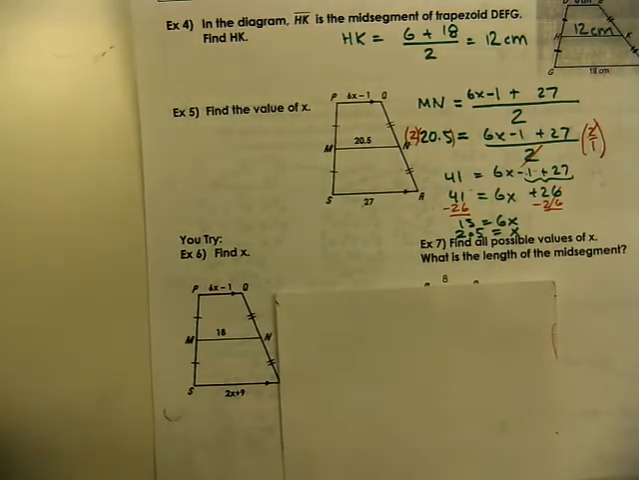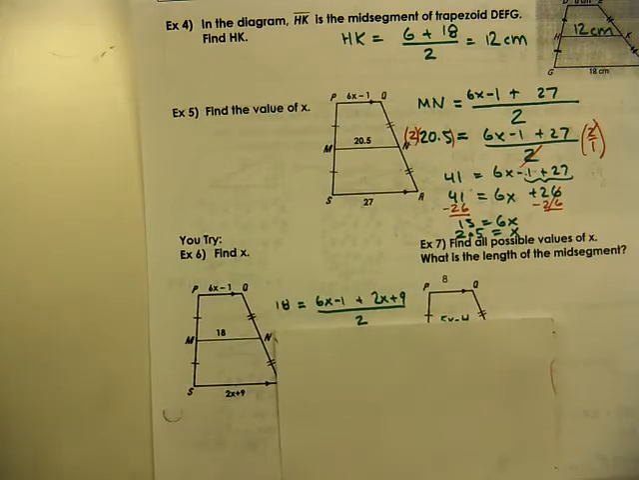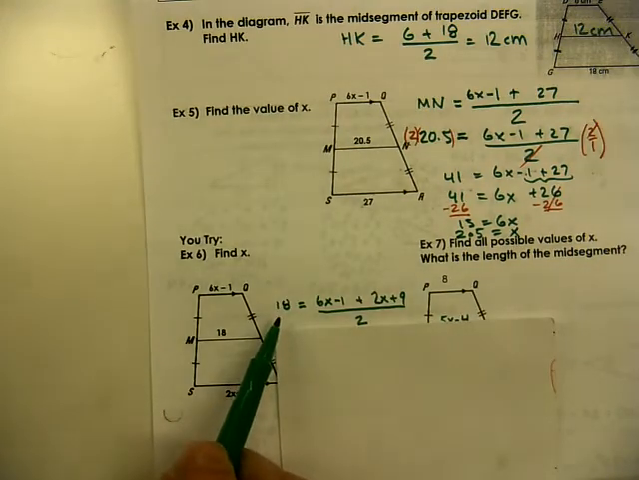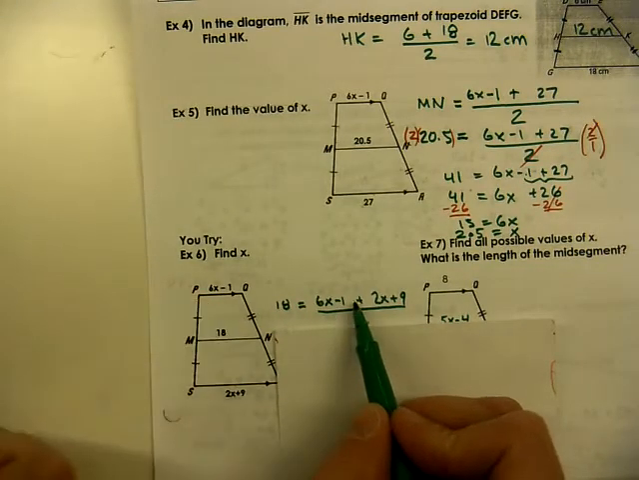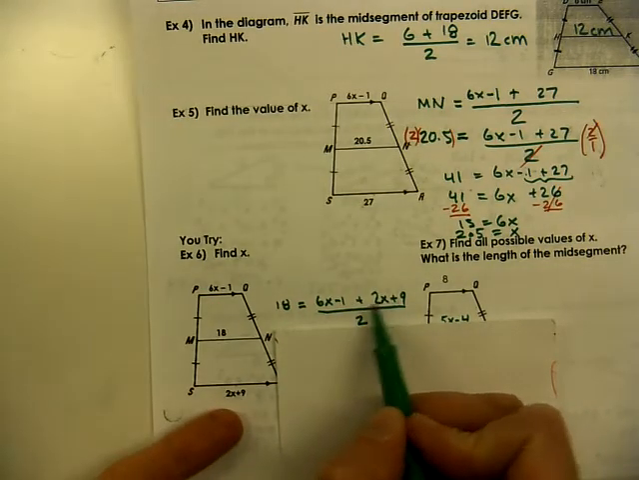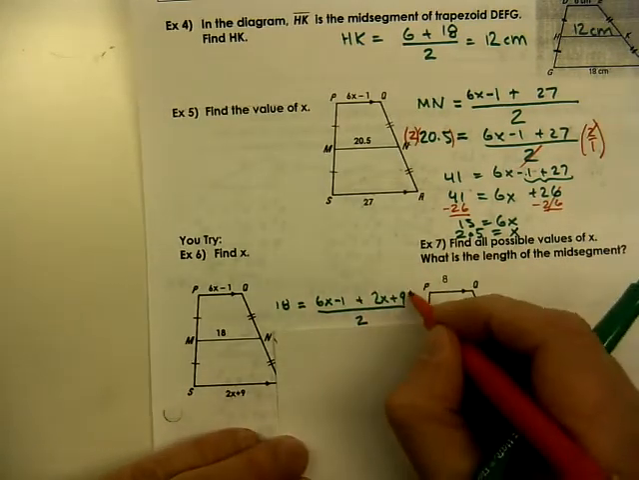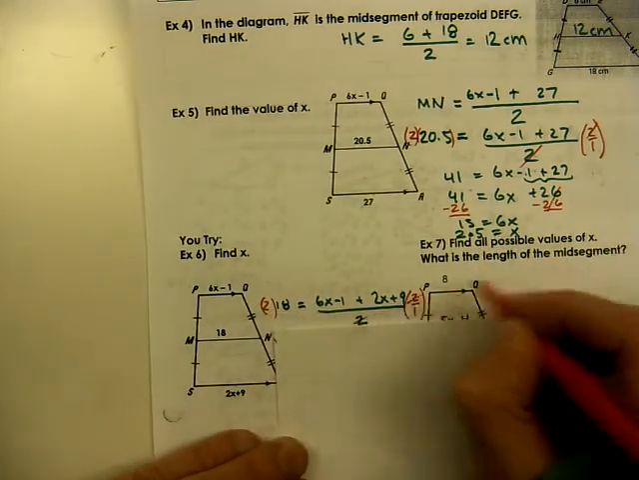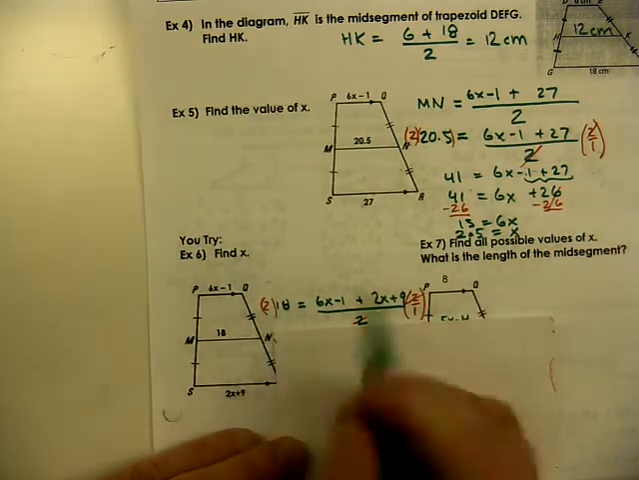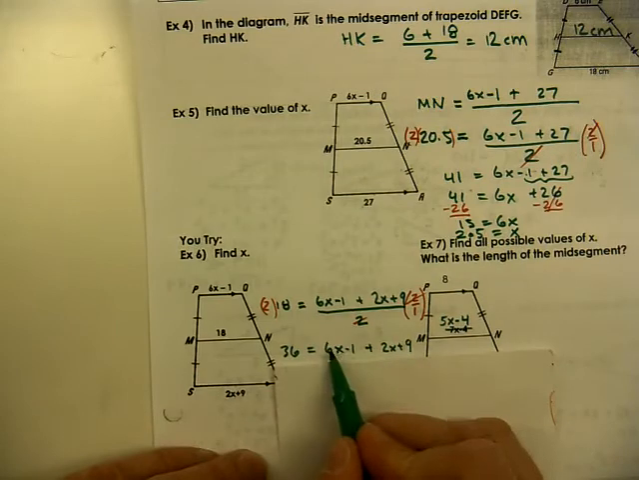Are you ready? Let's see if we set this up correctly. Again, notice they gave us the midsegment length. That's the 18. So that goes by itself on the left-hand side. Here we have the base at the top, the 6x minus 1, and we are adding it with the base on the bottom, the 2x plus 9, and all of that is being divided by 2. Our very first step is to get rid of that fraction. So we're multiplying both sides by 2. So the 2's cancel out on the right. We're doubling the 18, and that's how we get the 36. So everything on the top is still there.